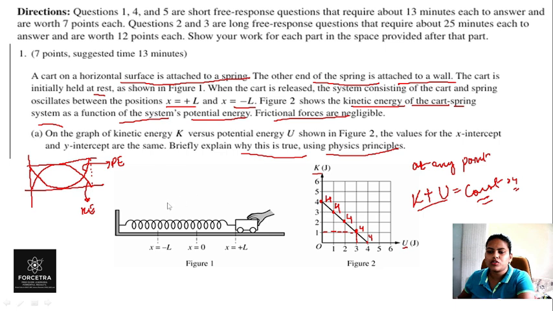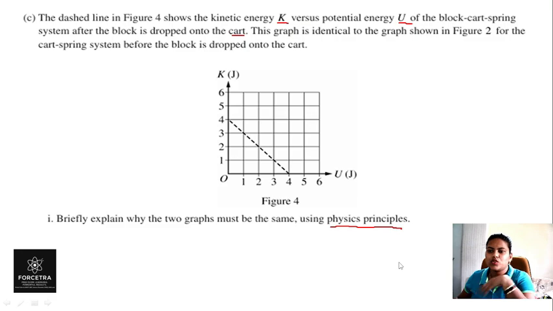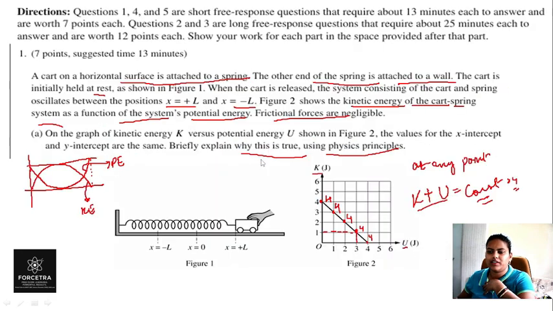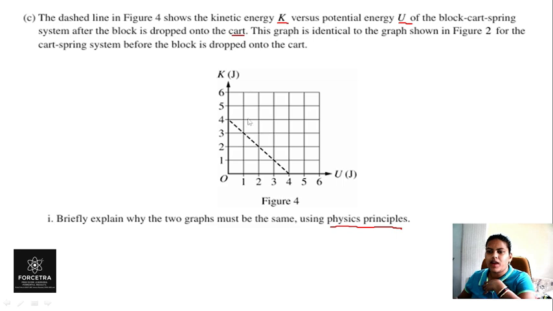And this also, when only the cart was there, this was the graph. So why is there no change between this graph and this graph? As you can see, it is 4, 4, 4, everything. So why is this graph the same? So energy is what? A form of work.